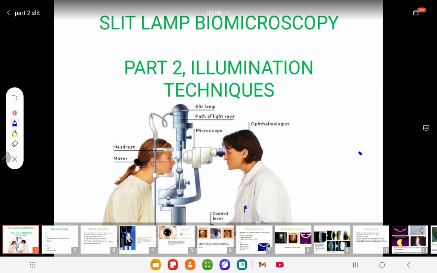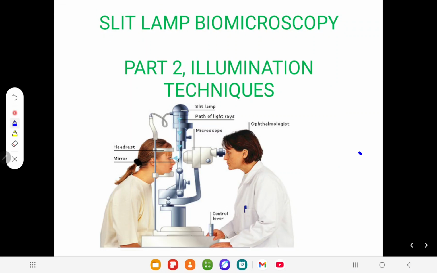Okay, let's start. So, part two, which is illumination techniques. I think I'll break this part two into two parts because it will be long. So let's move further and slowly.